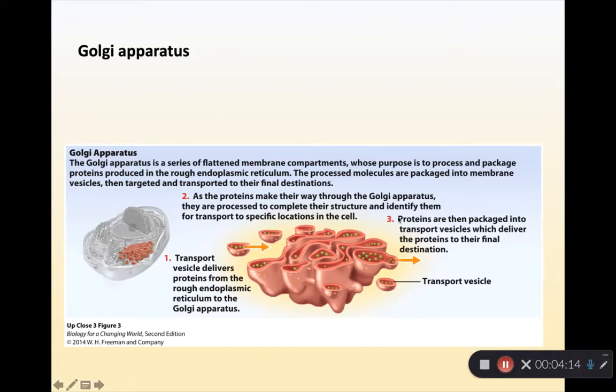The next organelle is the Golgi apparatus. Again, we have a very similar structure to the endoplasmic reticulum, but the process here is really to package proteins that are produced in the rough endoplasmic reticulum. So this is where things are processed so that the cell can make use of already synthesized material.